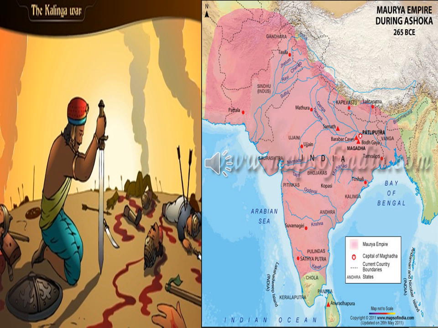That includes the present state of Odisha, and also South India, that means our Tamil Nadu and Kerala. So in order to bring this region under his control, Ashoka declared war against Kalinga in the 8th year of his reign. The people of Kalinga fought bravely, but they were defeated after a large-scale slaughter.